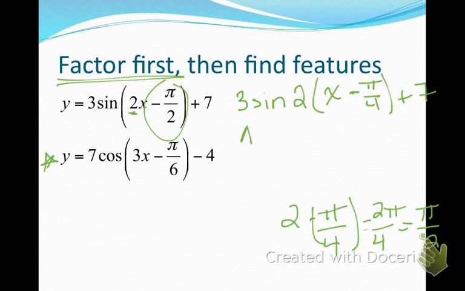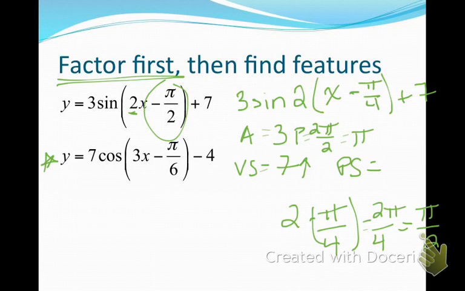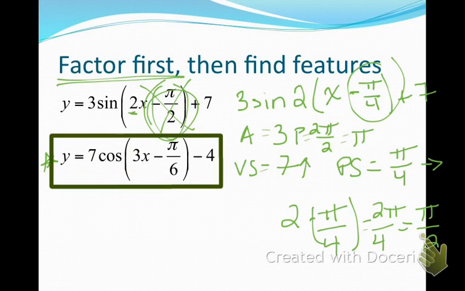So the amplitude is 3. The period is 2 pi over 2, which is equal to pi. We have a vertical shift of 7 and going up, and we have a phase shift of, and we're going to use this value here for our phase shift. So we're going to go pi over 4 to the right. So you're going to do this one.